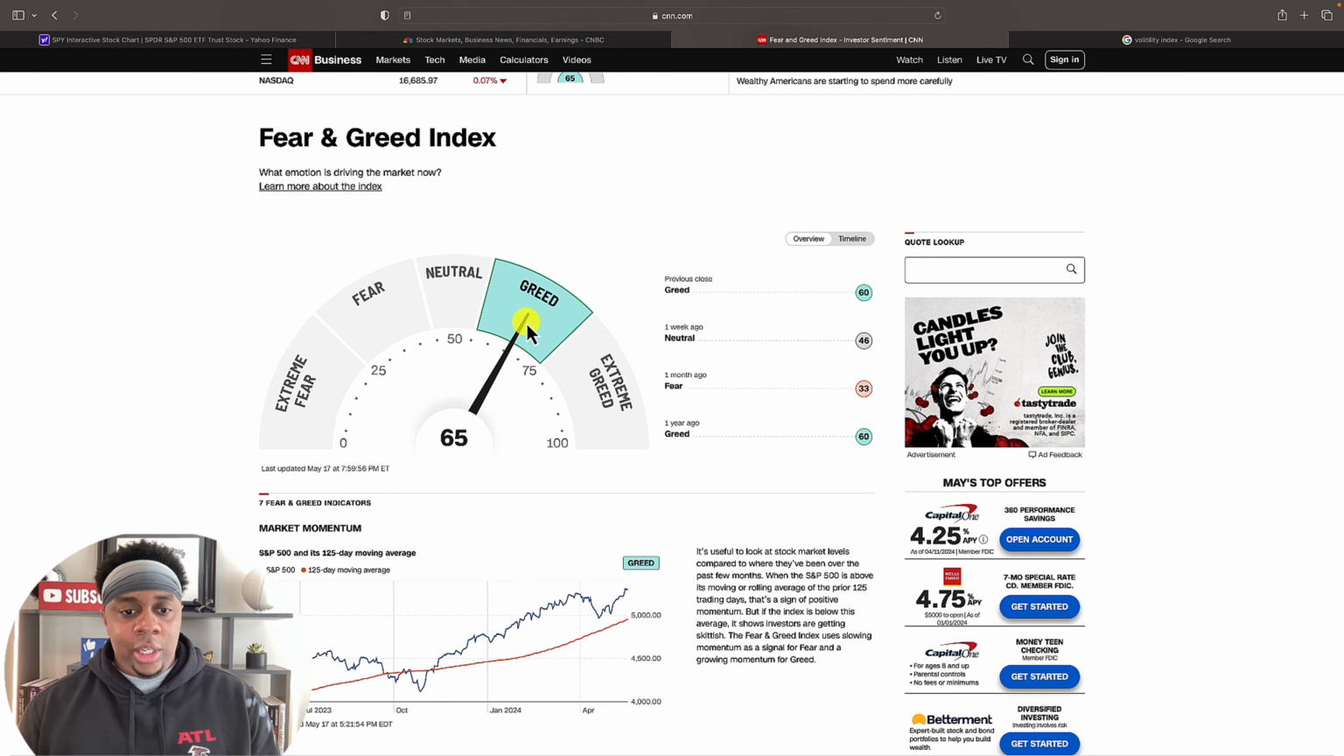Now, when the needle is like it is here in greed and in extreme greed, I still may buy a call. But especially as we get closer to extreme greed, my mind is shifting more from calls to potentially puts, especially if we're in certain parts of the market where it's been riding high for weeks on end, days on end. I might be looking more to place a put here.